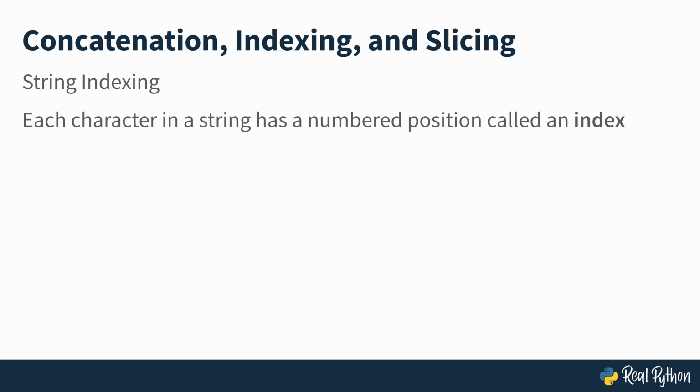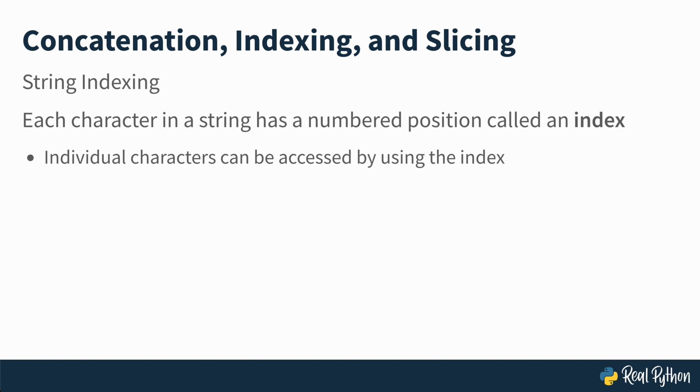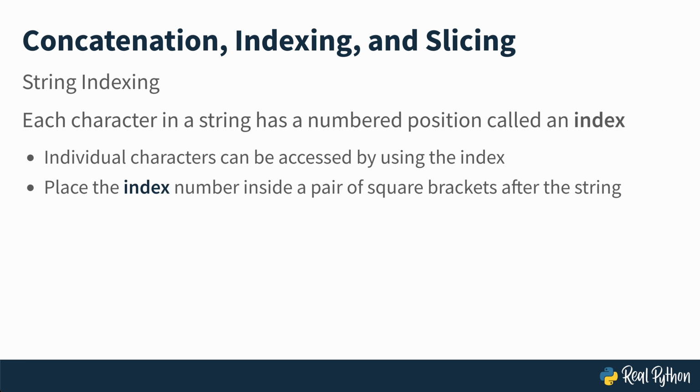Now, I'm going to have you look at indexing. Each character in a string has a numbered position. It's called an index. Individual characters can be accessed by using the index. You place the index number inside of a pair of square brackets after the string. Something like this. This would be index 3 and return that character.